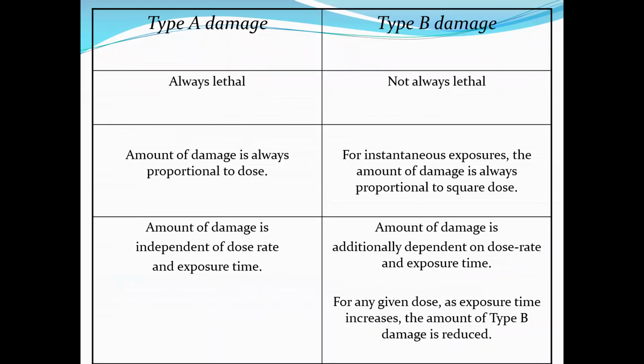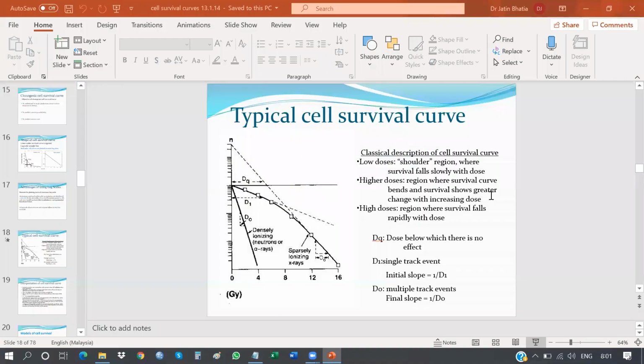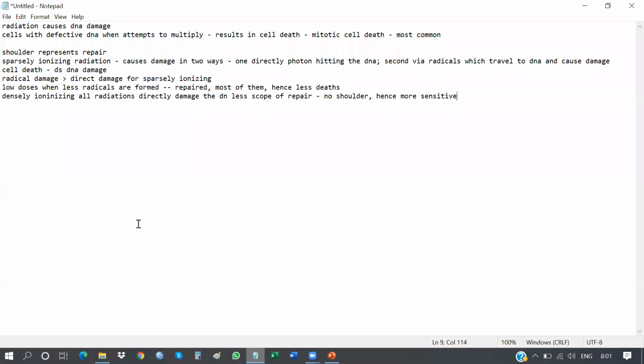So type A damage, type B damage: always lethal, not always lethal. Amount of damage is always proportional to the dose. For instantaneous exposures, the amount of damage is always proportional to the square of the dose. Amount of damage is independent of dose rate and exposure time, and amount of damage is additionally dependent on dose rate and exposure time. For any given dose, as exposure time increases, the amount of type B damage is reduced. Okay, so alpha and beta damage. This gives rise to your alpha by beta ratios.